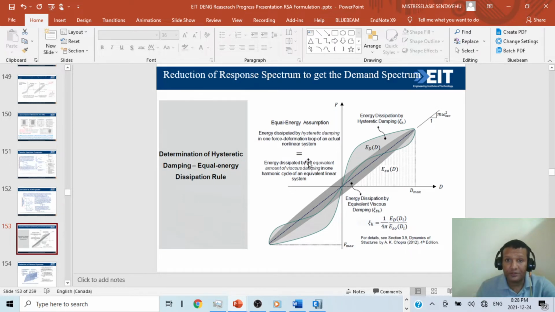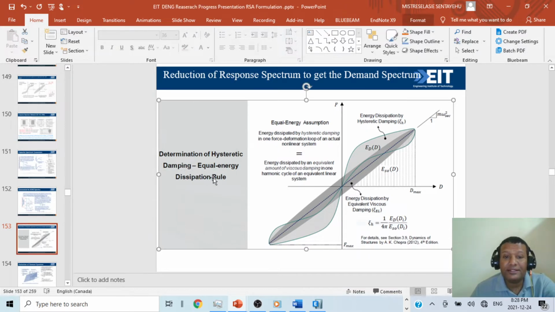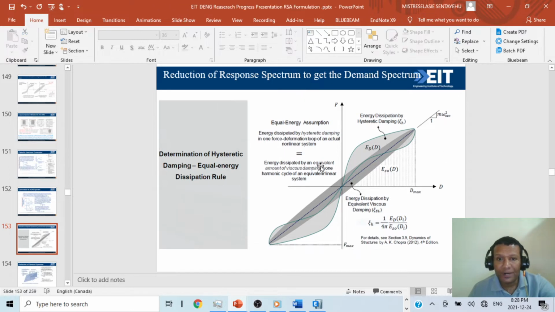Reduction, how to reduce now. Reduction of response spectrum to get the displacement, the demand spectrum. Determination of hysteretic damping using equal energy dissipation rule. This is what we have to use, the equal energy dissipation rule. So what it says, equal energy assumption.